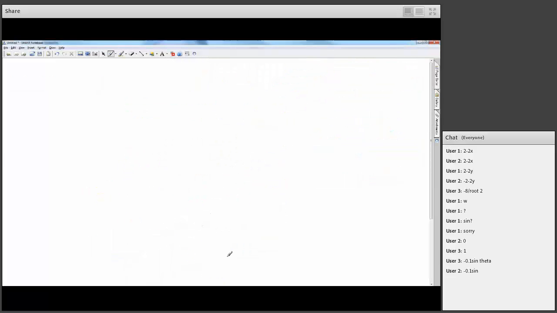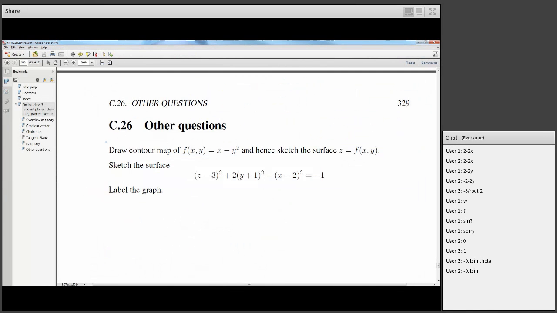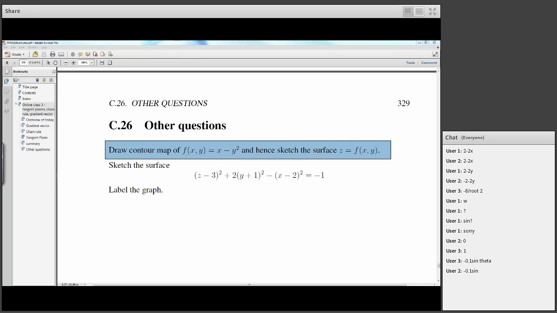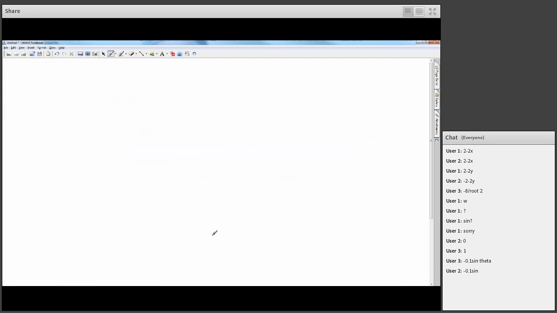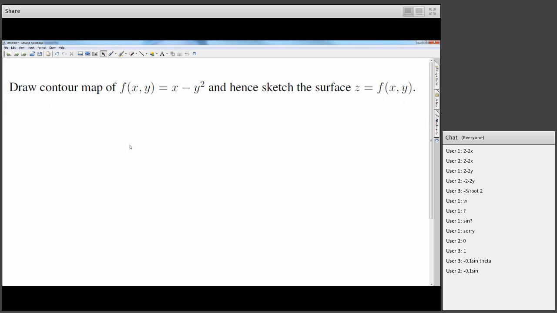So again, you can fire other questions if you want to. Last one. Let's do this quickly. Draw a contour map of x minus y squared and hence sketch the surface.